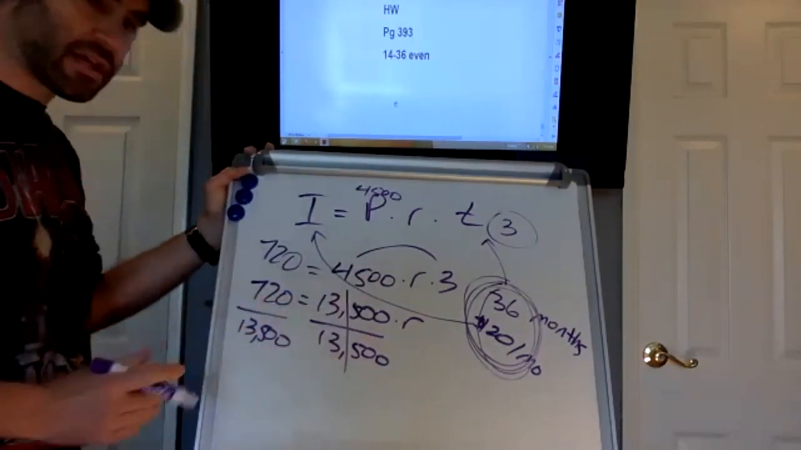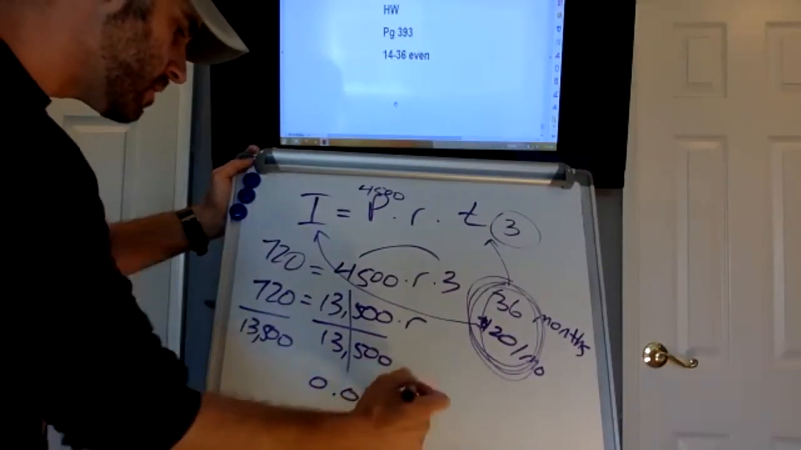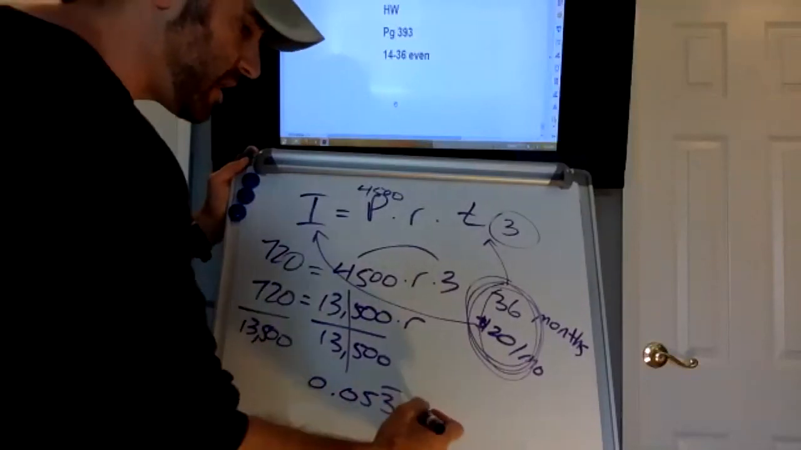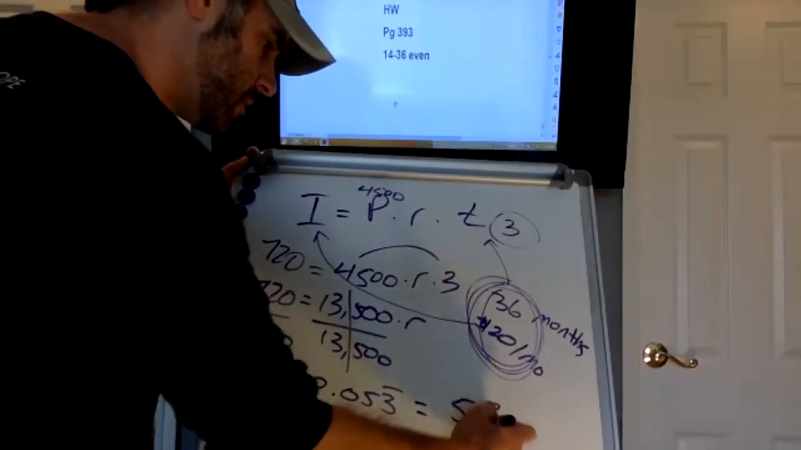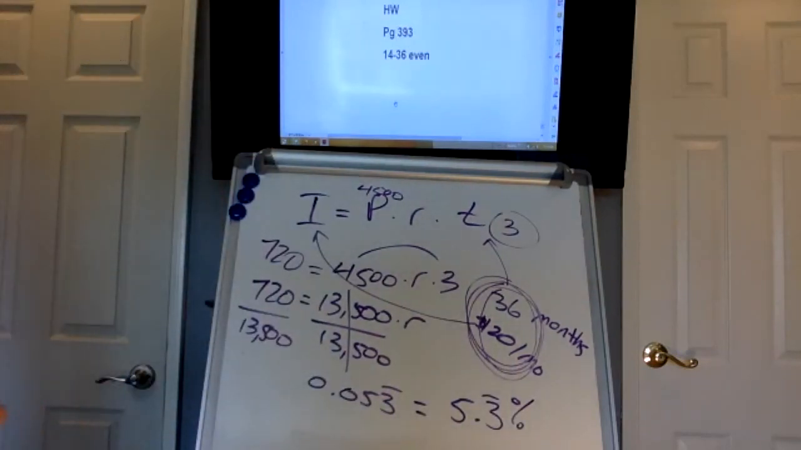And when I divide, I'm going to get a decimal. And then what percent is that? Rounded to the nearest 1/10 of a percent. Okay.